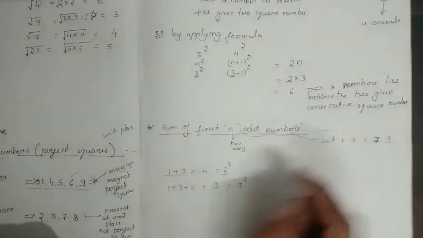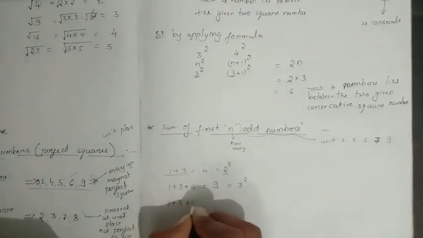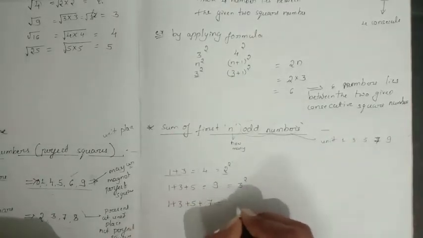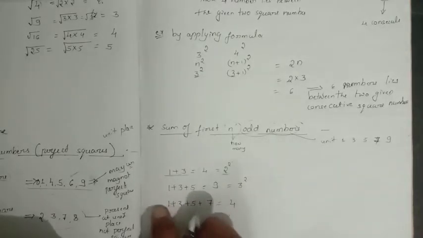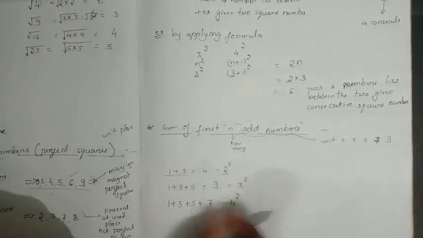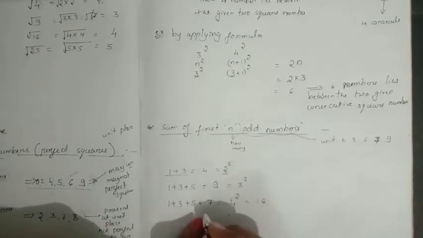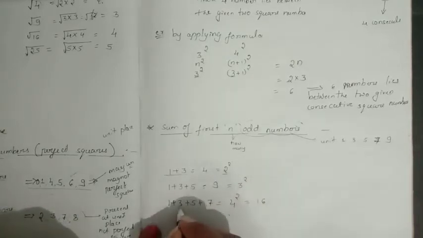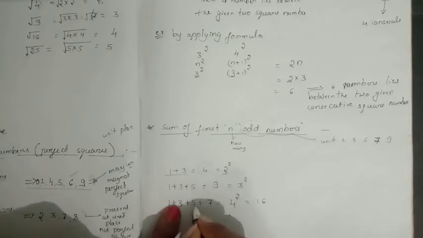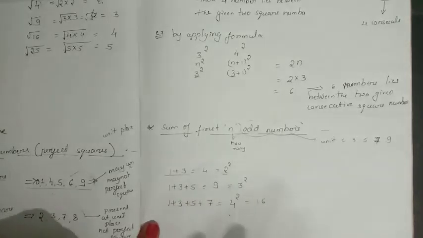Now I will ask: 1 plus 3 plus 5 plus 7. How many odd numbers are there? 4: 1, 2, 3, 4. So 4 square, and you know the answer is 16. Let's check whether it is 16: 7 plus 3 is 10, 10 plus 5 is 15, 15 plus 1 is 16. That means it is right.